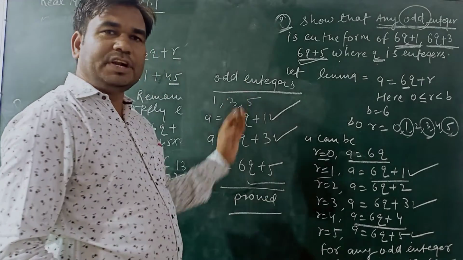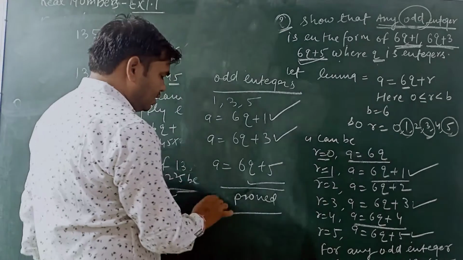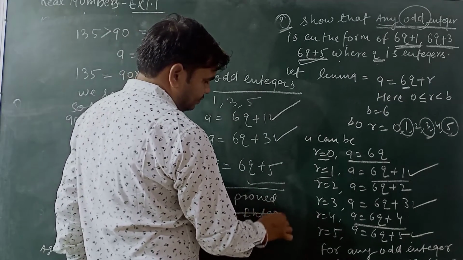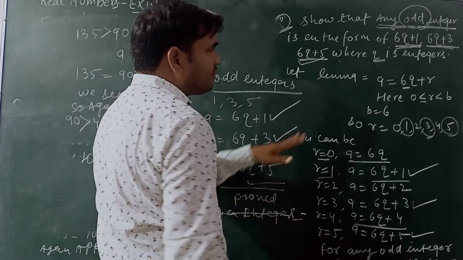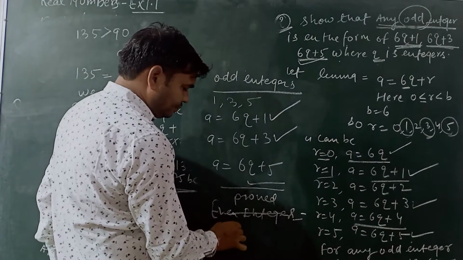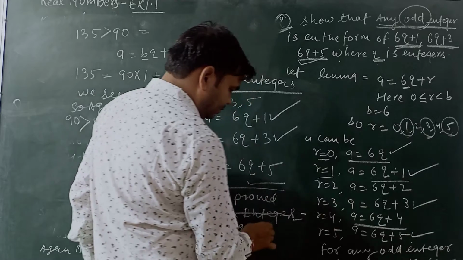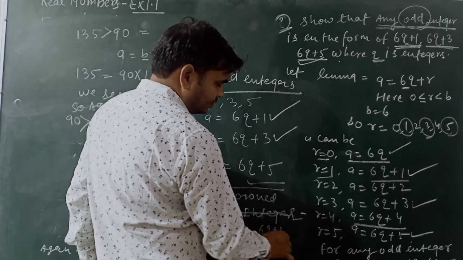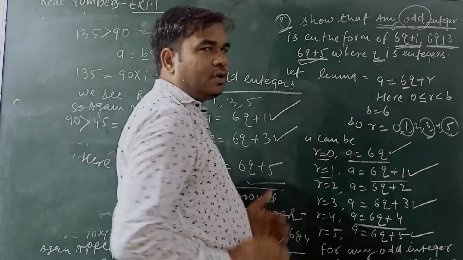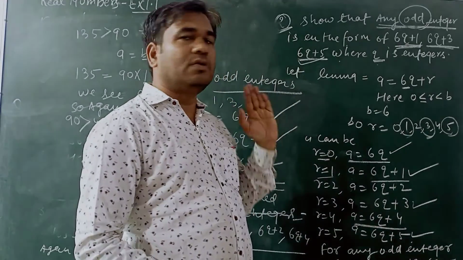So this is the odd integer, and when you take the even integer, the same way you can take even integers, that is 6q and 6q + 2 and 6q + 4. So this is for even integers and this is for odd integers.